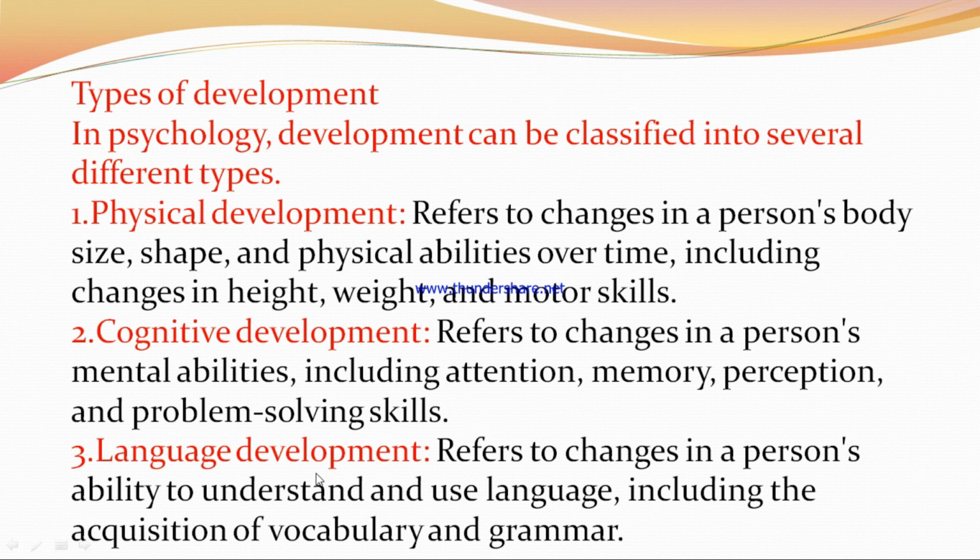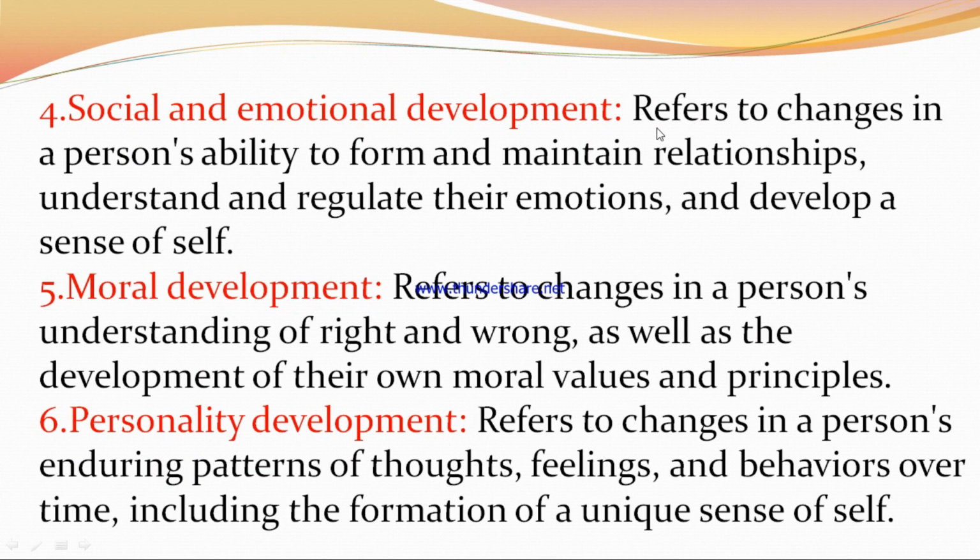Third one is language development, which refers to changes in a person's ability to understand and use language, including the acquisition of vocabulary and grammar. Social and emotional development refers to change in a person's ability to form and maintain relationships, understand and regulate their emotions, and develop a sense of self. Fifth one is moral development, which refers to change in a person's understanding of right and wrong, as well as the development of their own moral values and principles.